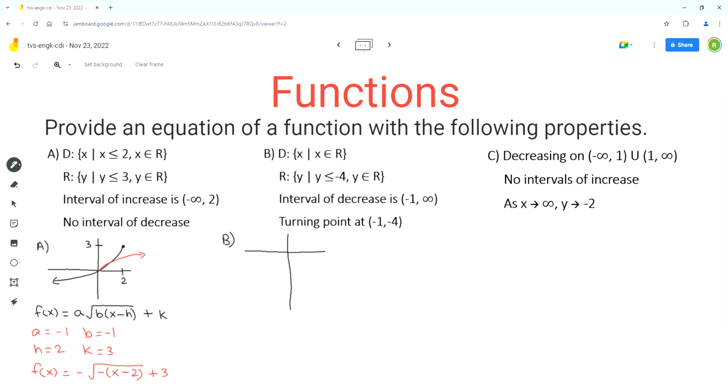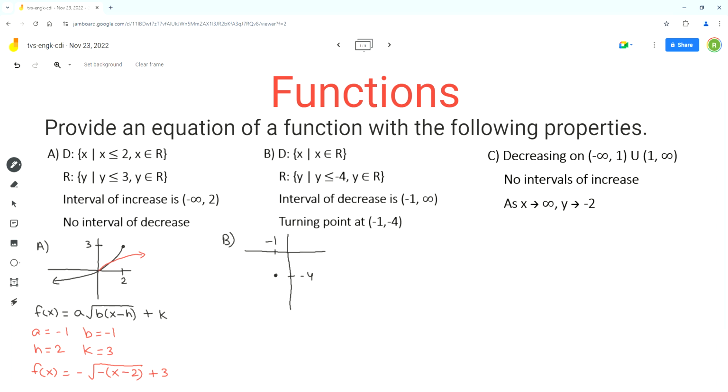There is no restriction on the domain. Range is y less than or equal to -4. There is a turning point at (-1, -4). So this can be the turning point. There is an interval of decrease from -1 to infinity. That means from -1 to positive infinity, the graph should go down because the y value or the function value should decrease.